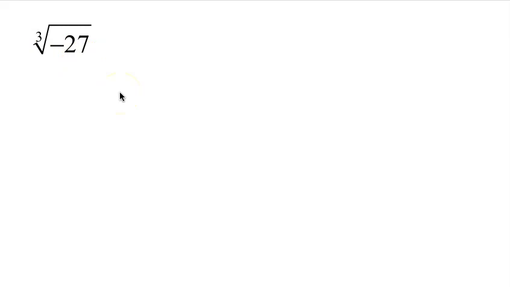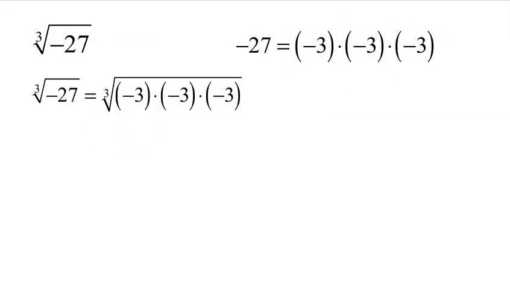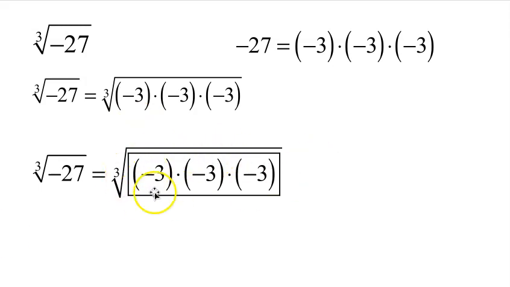Cube root of negative 27. And I ask myself, what factor multiplied by itself 3 times equals negative 27? And you might recognize that negative 27 is negative 3 times negative 3 times negative 3. A negative times a negative is a positive, times another negative is a negative. 3 times 3 is 9, times 3 is 27. So I have the same factor repeated 3 times, and I'm going to get in the habit of drawing boxes around those or circling those. I ask myself, what factor multiplied by itself 3 times equals negative 27? And the answer is, of course, negative 3.